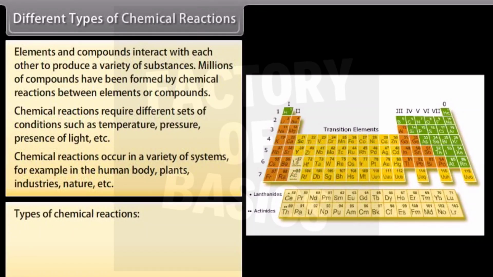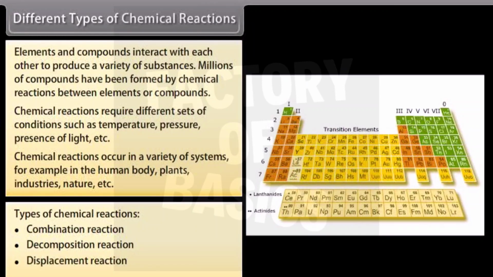Types of chemical reactions: combination reaction, decomposition reaction, displacement reactions, double displacement reactions.